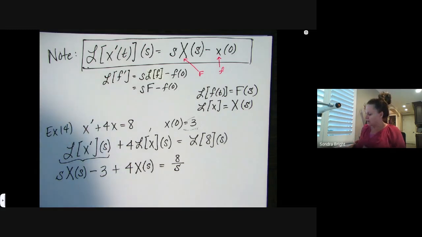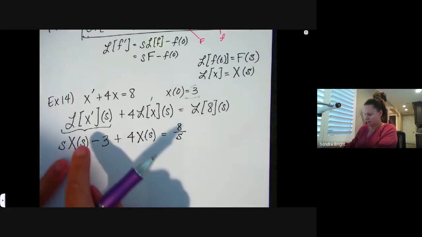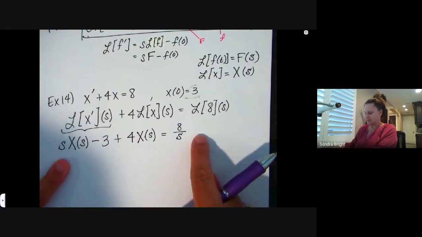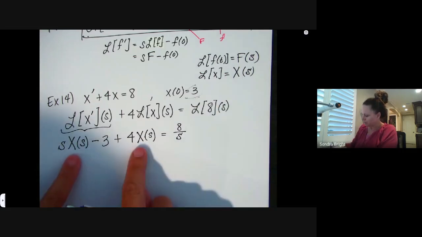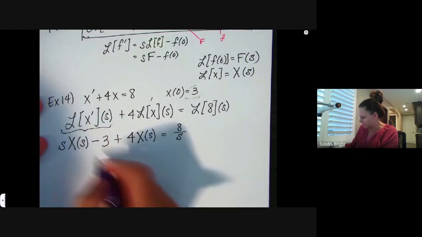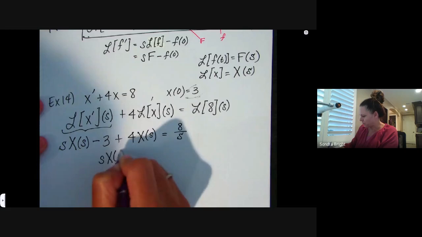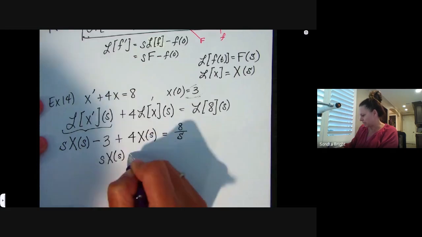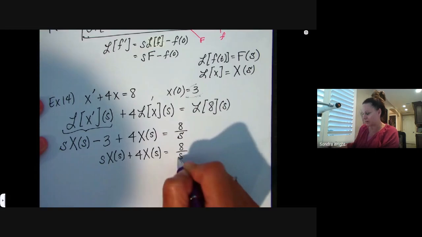Okay, I'm going to add the 3 over here, and my goal is to solve for the capital X here. So here, I'll write it twice. It's s times big X of s plus 4 times big X of s is equal to 8 over s and then plus 3.